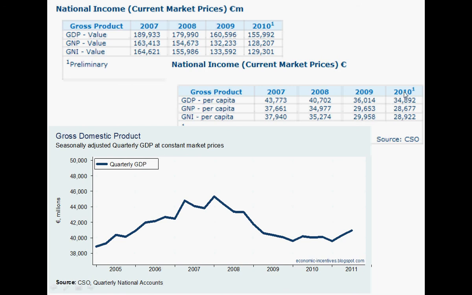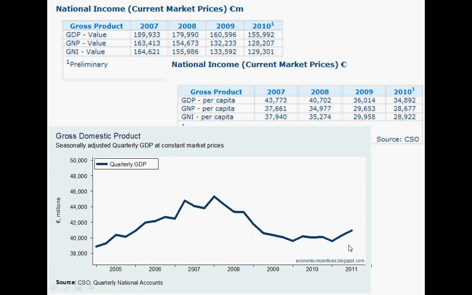So just looking at the recent graph, we can see the rises. The falls are in 2008, 2009, going nowhere really in 2010, and maybe some positive signs for early parts of 2011. But as I said, we'll wait to see what subsequent data releases give.